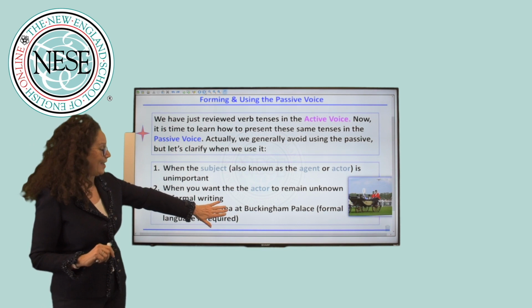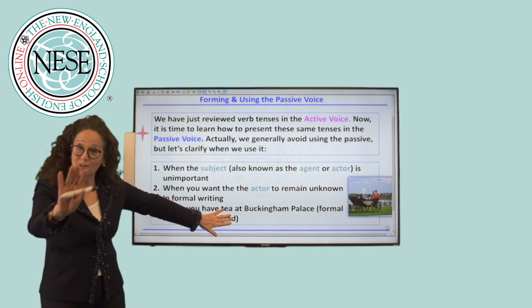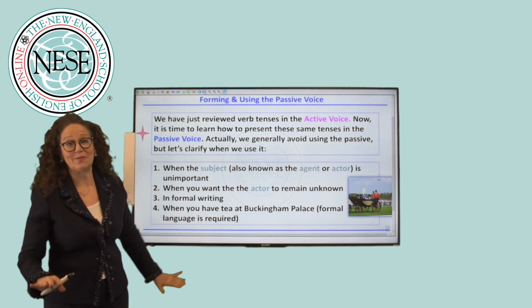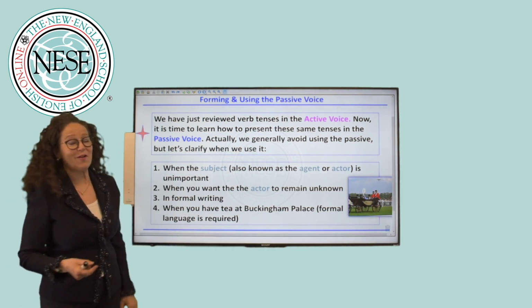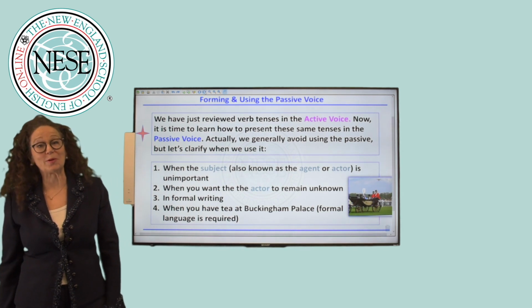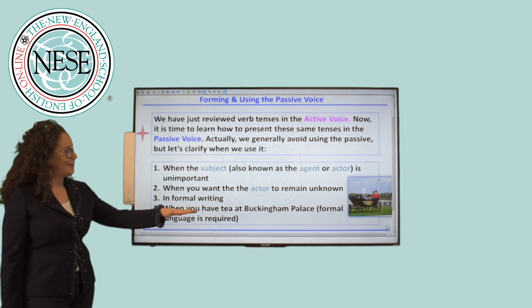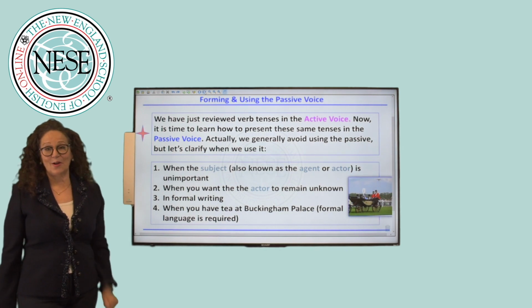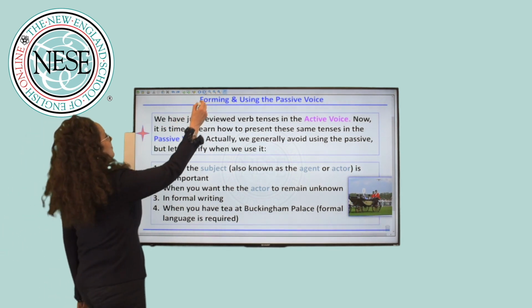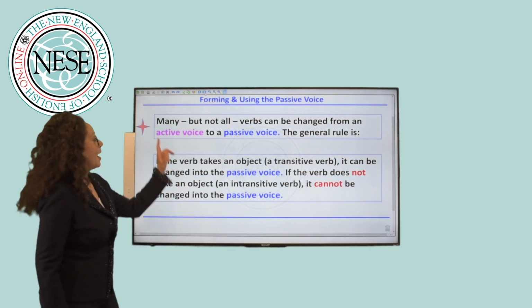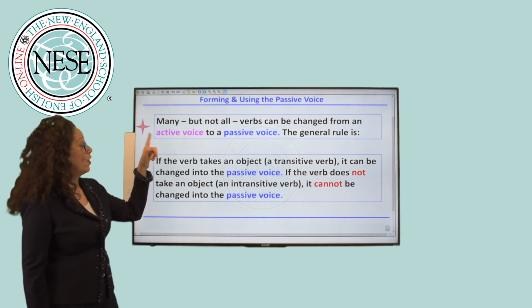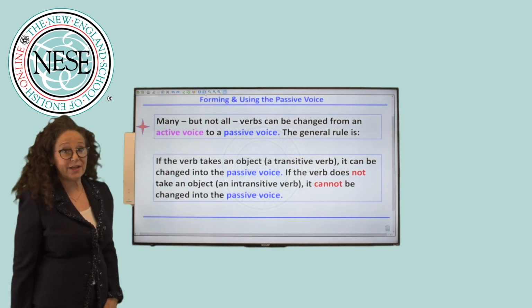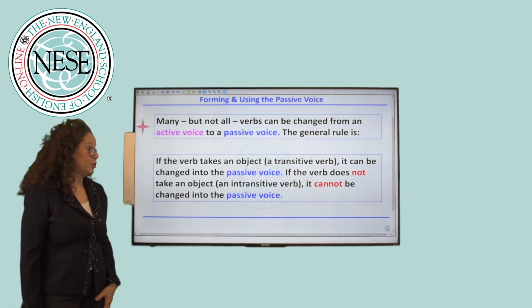But let's even say this is not so likely, and I'm not suggesting you're not going to be invited to have tea at Buckingham Palace. But the other three are very important as well, or more important, we should say. All right? So this is clarifying when we use the passive voice. You ready for the next slide? Many, and this will appear again at the very end, but not all verbs can be changed from an active voice to a passive voice.